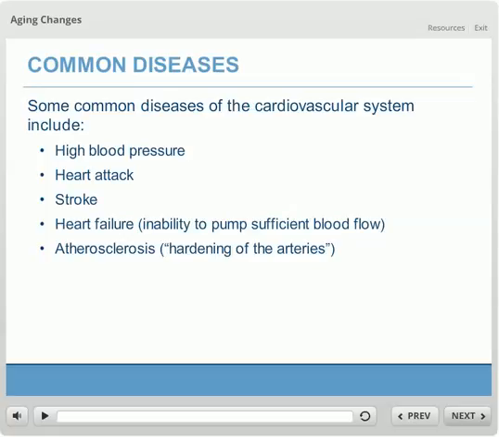Common diseases. Some common diseases of the cardiovascular system include high blood pressure, heart attack, stroke, heart failure, which is an inability to pump sufficient blood flow, and atherosclerosis, which is sometimes called hardening of the arteries.